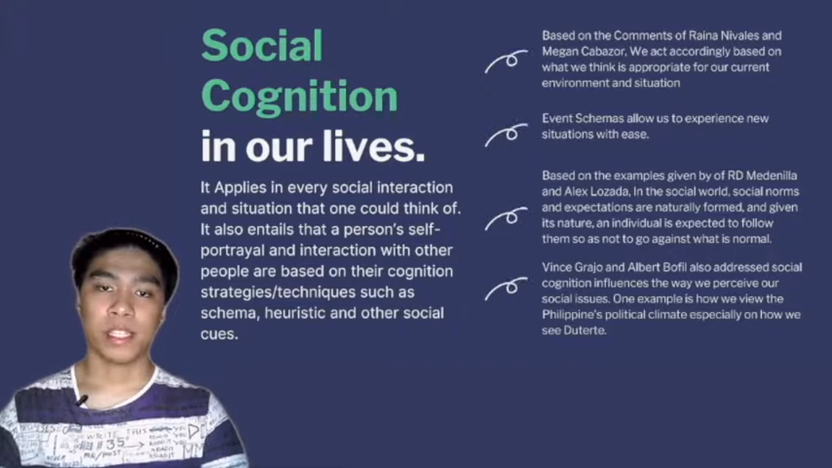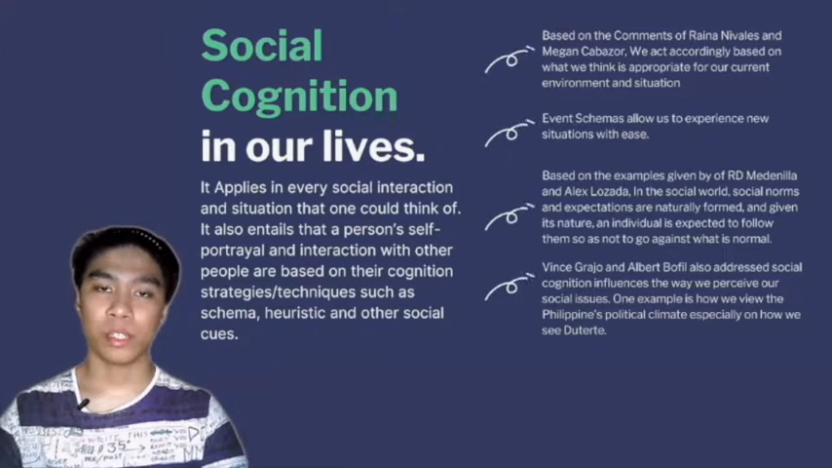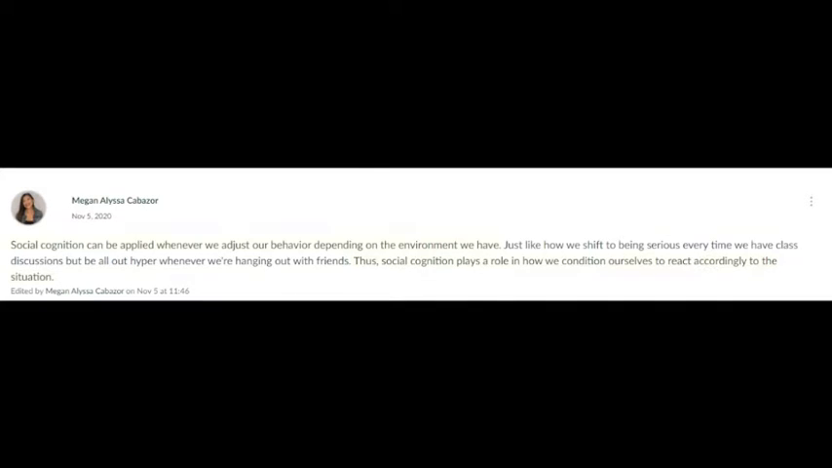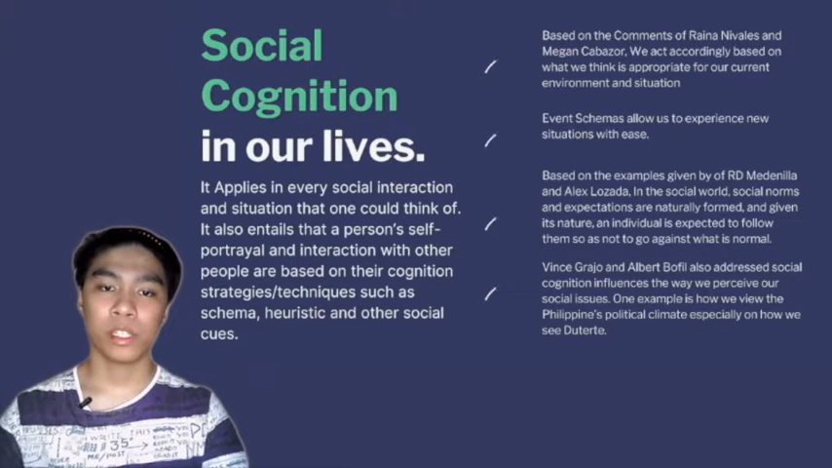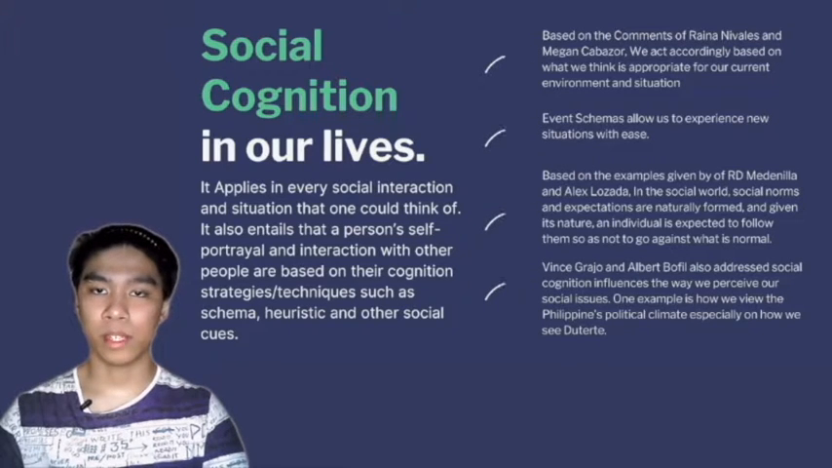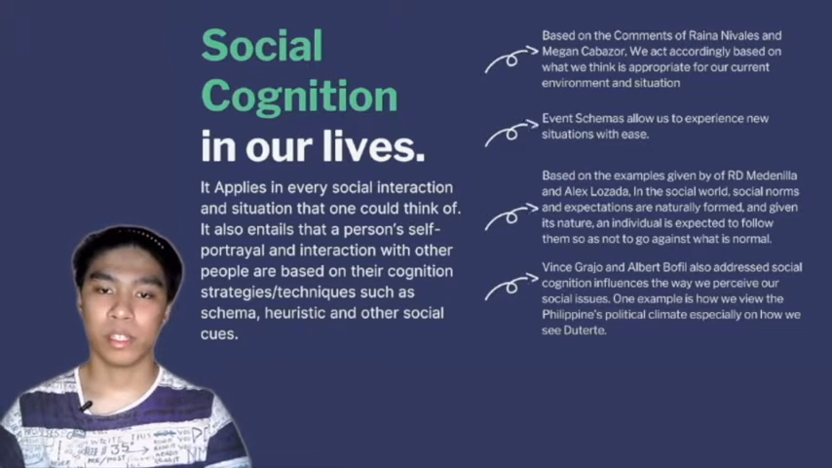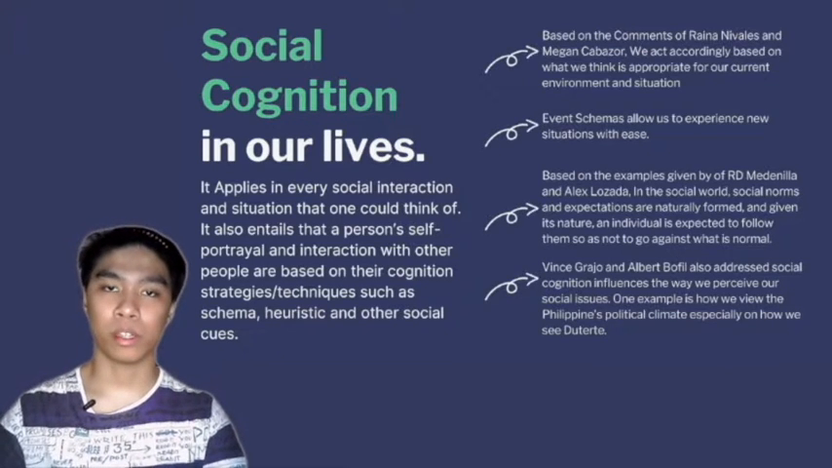Social cognition applies in essentially every social interaction and situation that one could think of. As mentioned in the comments of Raina Nevales and Megan Cabazor, social cognition could be observed depending on the environment that we are currently in, which in turn influences the way we behave to better fit that environment. In the same comment by Raina, she mentioned the concept of event schemas, also known as scripts, which allow us to experience new situations with ease, such as going out amidst the ongoing pandemic, taking the necessary precautions so as not to get infected. Social cognition is also present in situations that involve people we do and do not know.